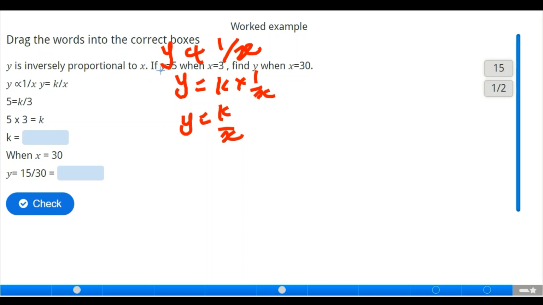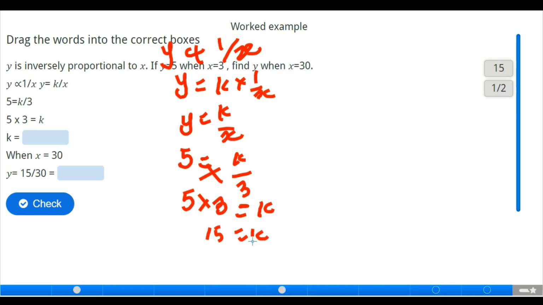Now what is y? y is 5. Replace y with 5. And k is what? We don't know k, we are looking for k. But x is 3. So we have 5 equals k divided by 3. Now we cross multiply because we need to get the value of k. That's going to be 5 multiplied by 3 equals k. 5 multiplied by 3 will give us 15. So we have 15 equals k.